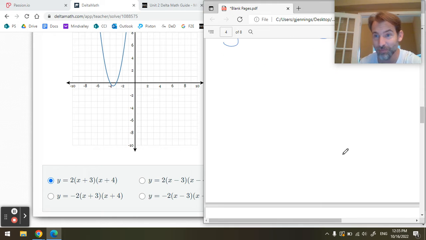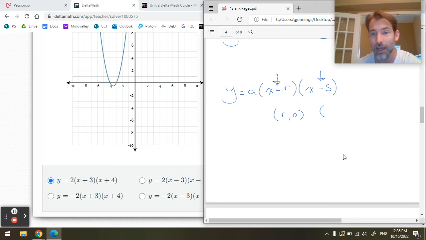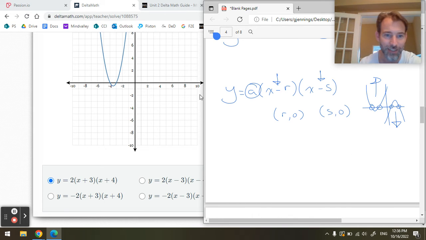Let's review factored form. Factored form looks like y is equal to a multiplied by x minus the first root multiplied by x minus the next root. These minuses mean you need to flip the signs of r and s to find the roots at r, 0 and s, 0. The roots being the places where the parabola touches the x-axis. Okay, and those are the things that this form gives us. The A gives us the same information. In this case, the parabola is opening upwards. If A were negative, it might look like that, where the parabola would open downwards, but you would still get the roots there and there. Okay, so in this case, this one is the correct answer.